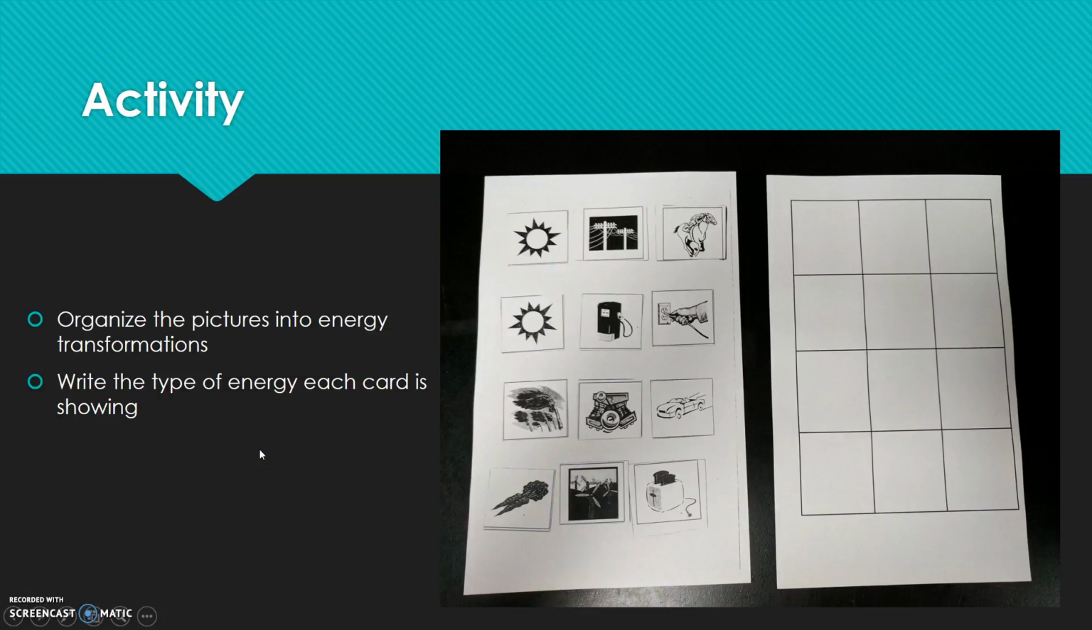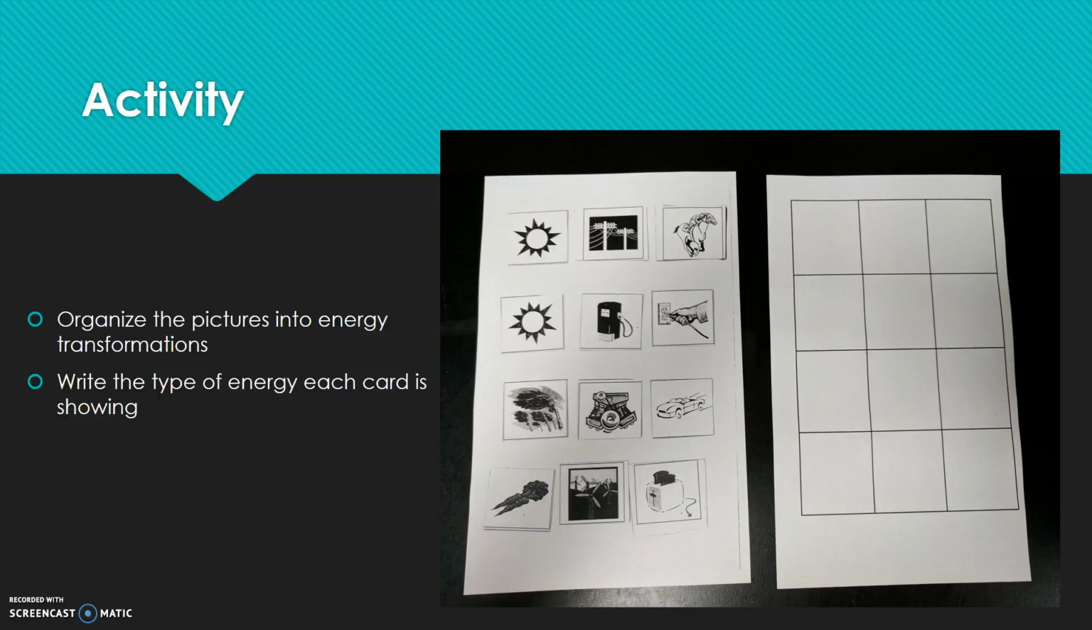Okay, so today's activity at your tables, you have some pictures and a grid that you're going to place these pictures on. So you're organizing the cards into energy transformations. And remember, the word transformation is change. Just like in your math class earlier in the year when you were doing transformations in a graph, well, energy transforms in different ways in science. So we call transformations just a way to say energy changes.